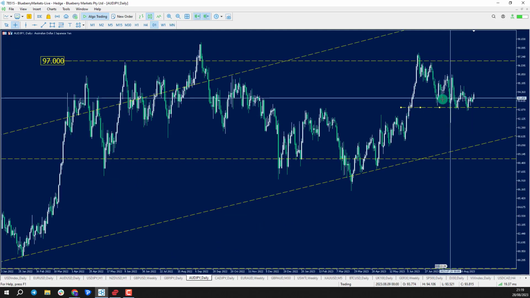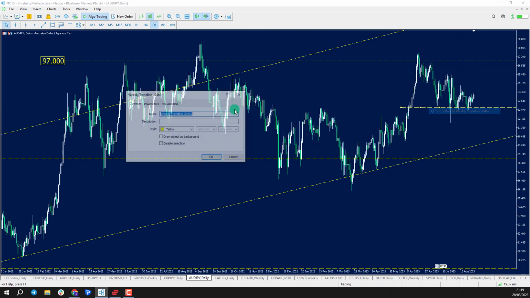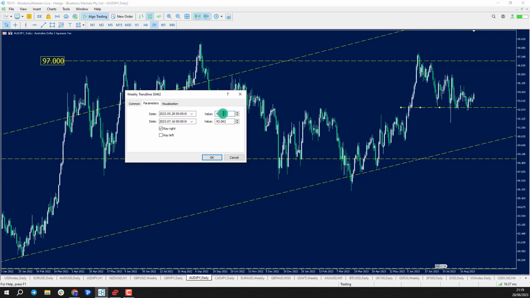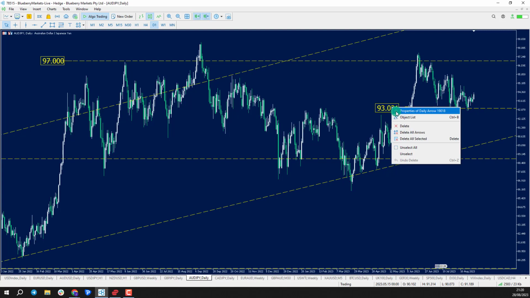Now you can see here these lows are coming into interaction there, so that 93 area is going to be of importance. So I'm going to round that up to 93, or round down, sorry, to 93. We're going to have a little look to see what price is doing in and around this point in here.